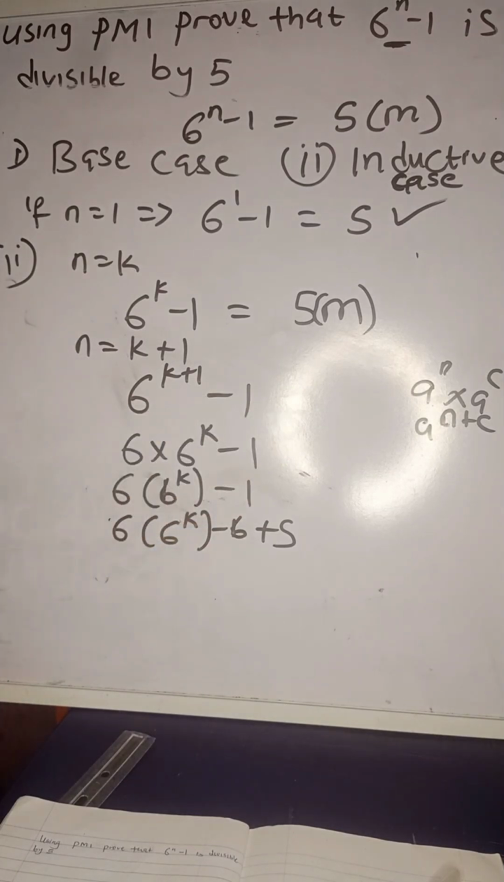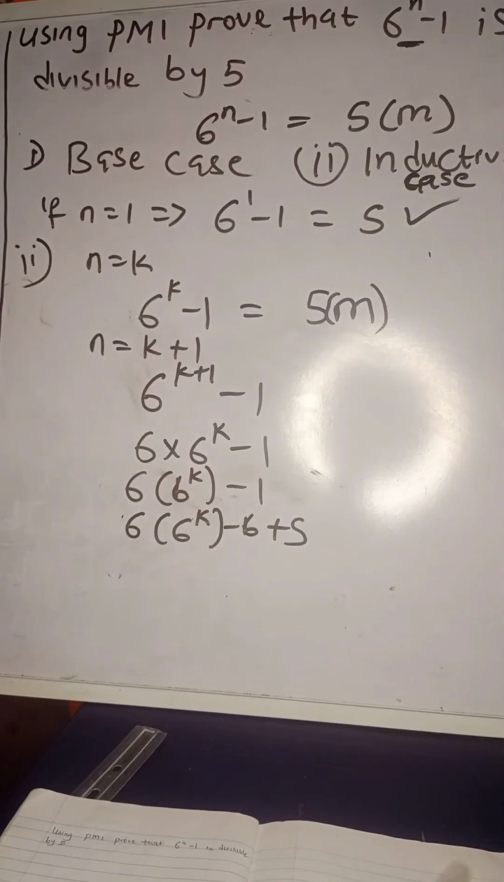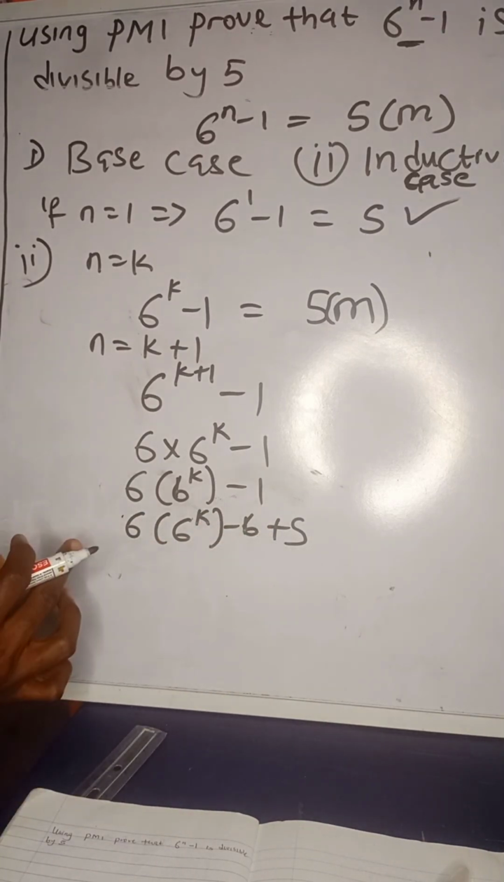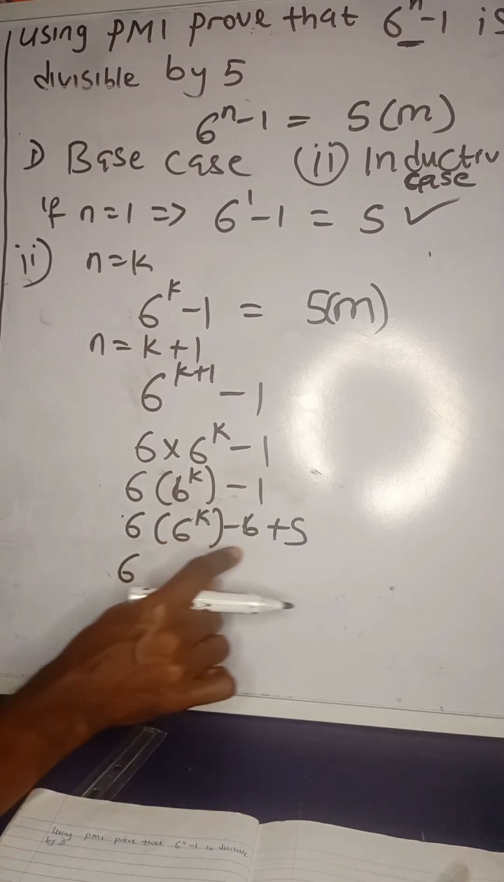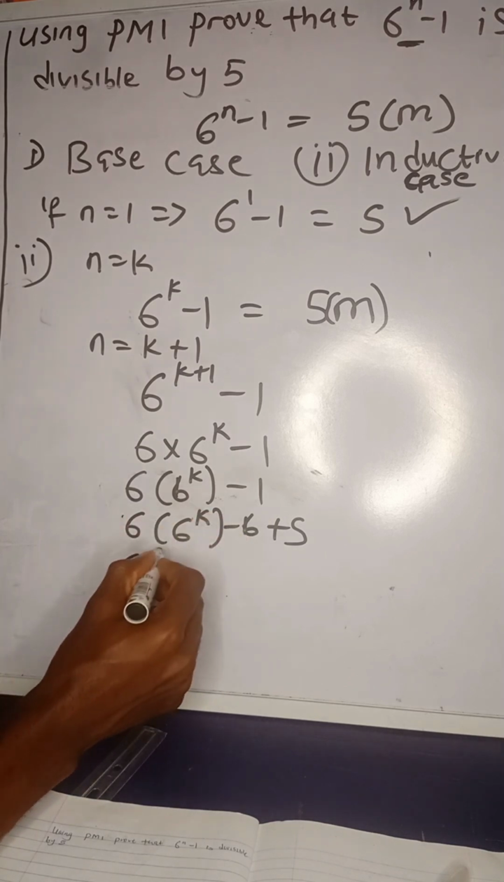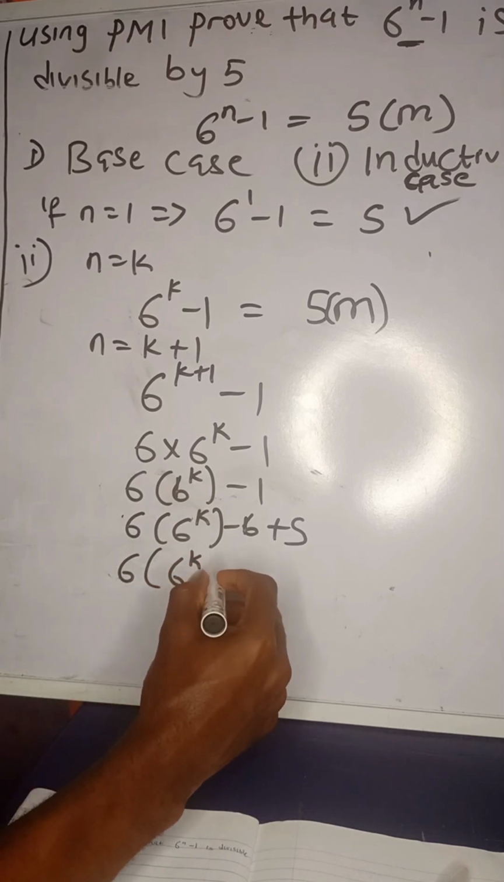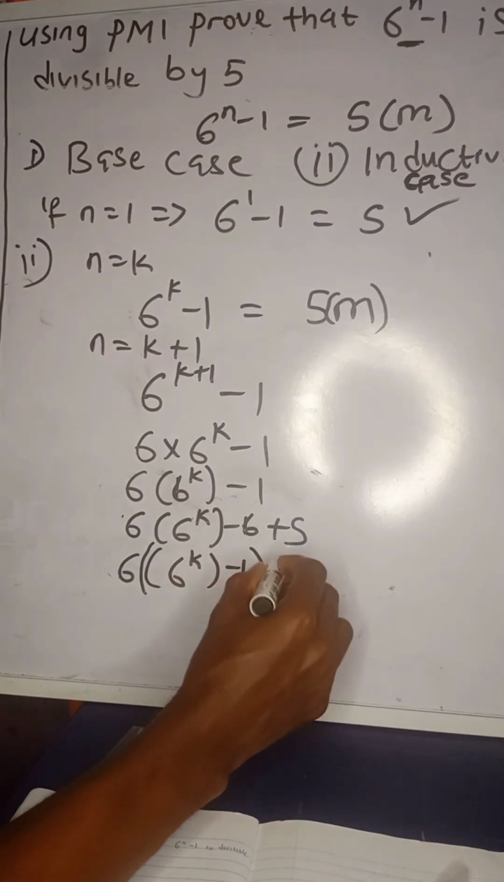Okay, I hope you are following. Here you see that we have like terms, so I can factorize this 6 out, right? If I factorize this 6 out, so we are going to have 6 times (6^k minus 1), right, plus 5.